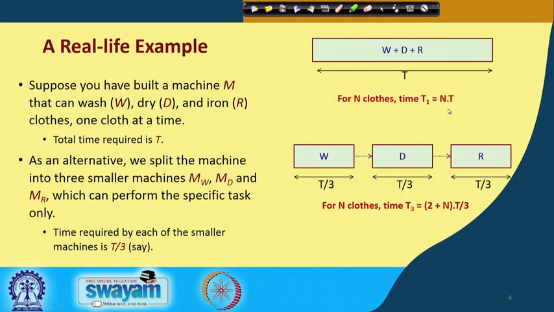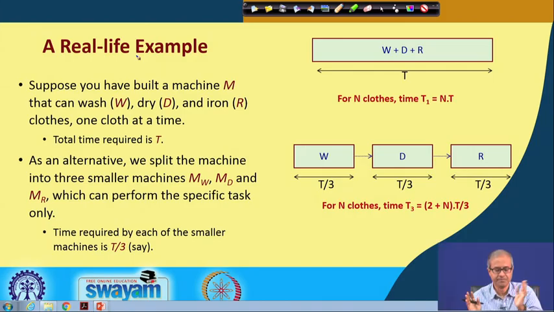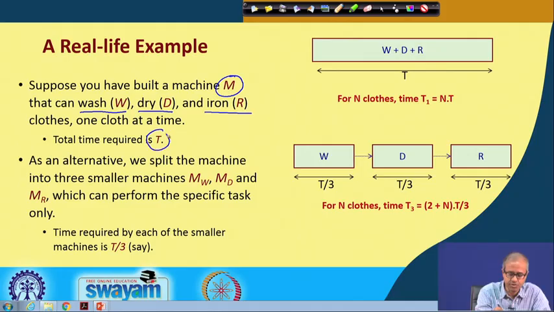Let us understand first the concept. So, we take a real life example which has nothing to do with computers. Let us assume that we want to wash some clothes. Think of a problem like this. Suppose I have built a machine M which can do three things one by one: wash, dry and iron. So, I give the machine a cloth, the machine will wash it, dry it, iron it and output that cloth in the ironed form. So, let me assume that the total time required for doing the whole thing is t.